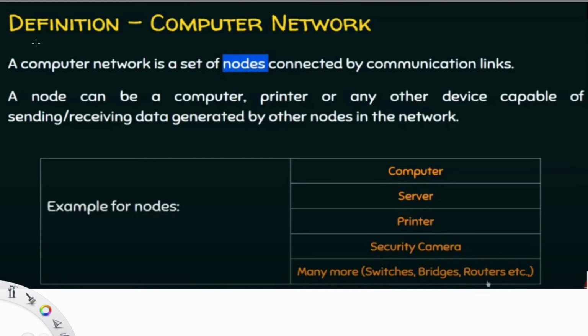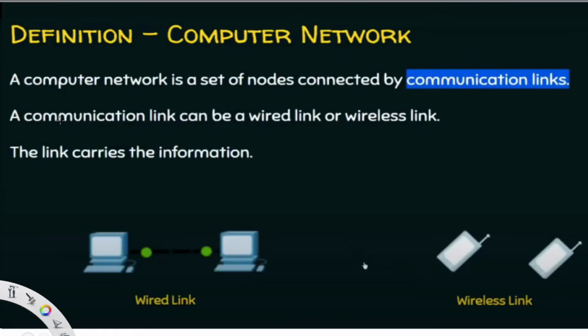Now let's look at the definition of a computer network. A computer network is a set of nodes connected by communication links. A node can be a computer, printer, or any other device capable of sending and receiving data generated by other nodes in the network. Now let's look at examples of nodes: computer, server, printer, security camera, and many more.